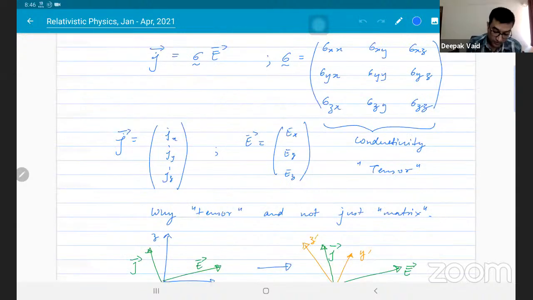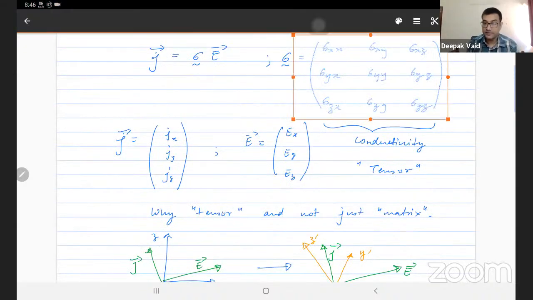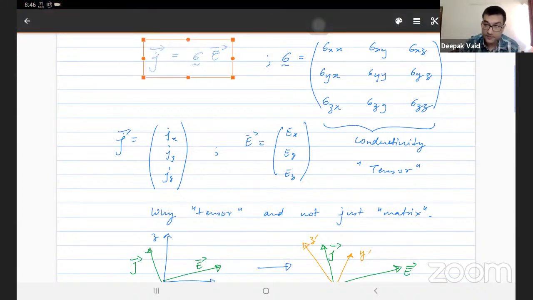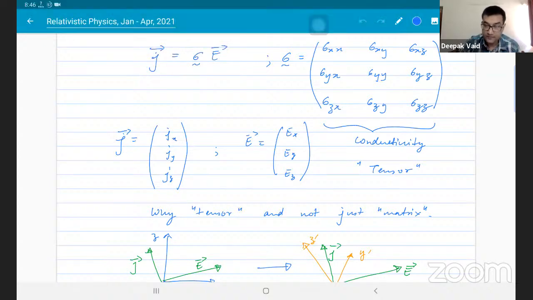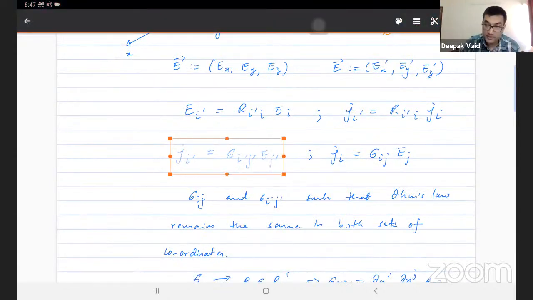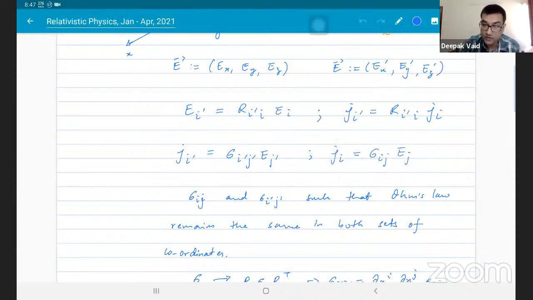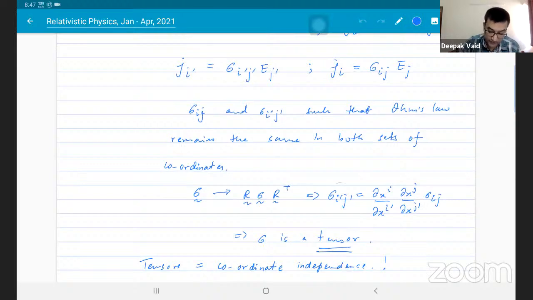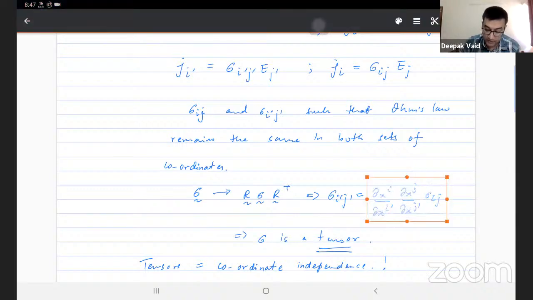So as a result, these components of the conductivity tensor should also change. But how should they change? They should change in exactly such a way that this relationship between the conductivity tensor, the electric field, and the current density should be preserved. So what we want is that in the new coordinates also, the prime coordinates, this relationship should be the same as in the original coordinates. This is possible only if this matrix sigma, under the coordinate transformation, transforms in this way.